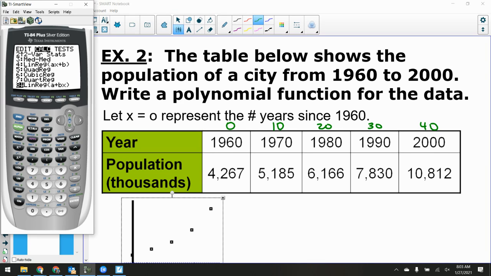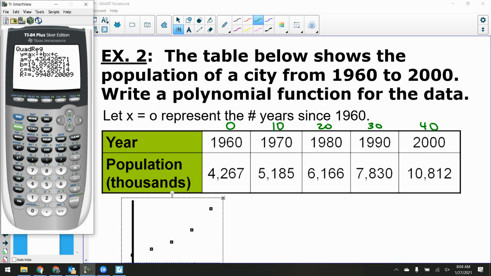I don't have a quintic regression. The next one is just another type of linear regression, just reordered as a plus bx. And then the next one past that is a natural log regression, which we'll talk about in chapter 7. But here's what we're going to do. Since quadratic, cubic, and quartic are all polynomial, I'm going to run quadratic and see what happens.